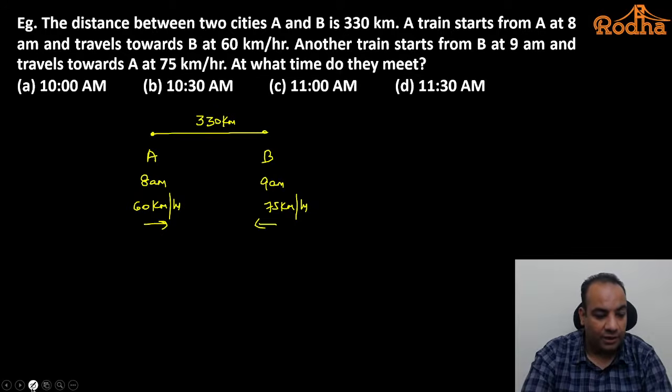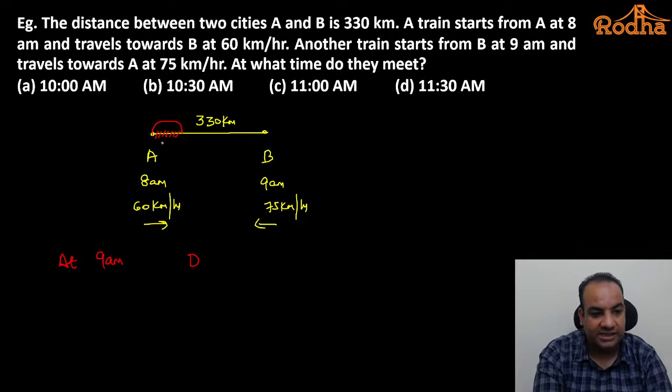If I ask you at 9 a.m., what would be the scenario? So 9 a.m. एक घंटे में इस ट्रेन ने चल लिया होगा 60. So what I can say at 9 a.m. what would be the scenario? The distance between them, क्योंकि इसने 60 already cover कर लिया, so distance between them would be 270. Speed is your relative speed because they are traveling in the opposite direction. Speed is 135 km per hour.